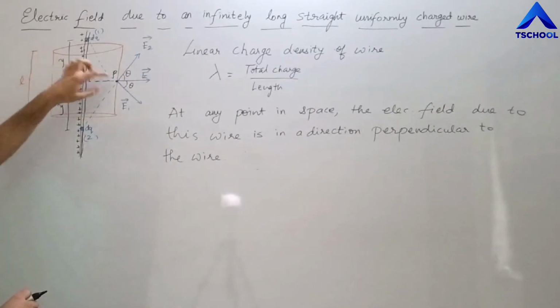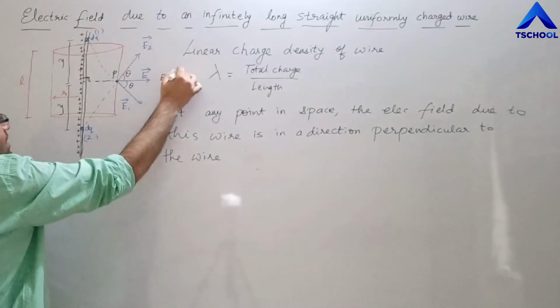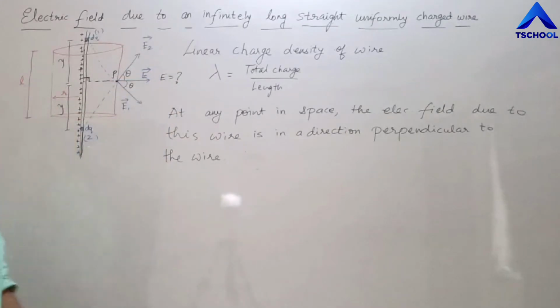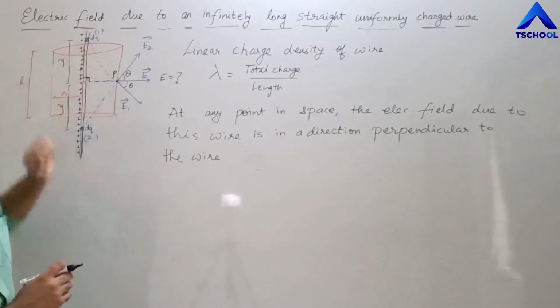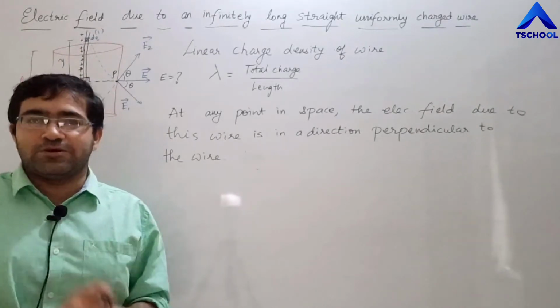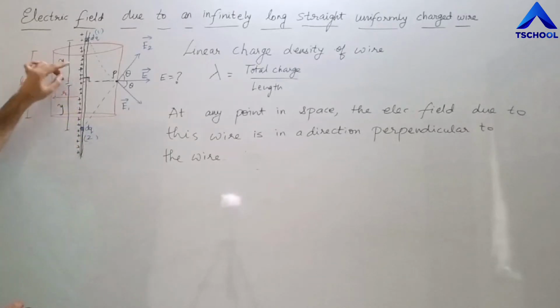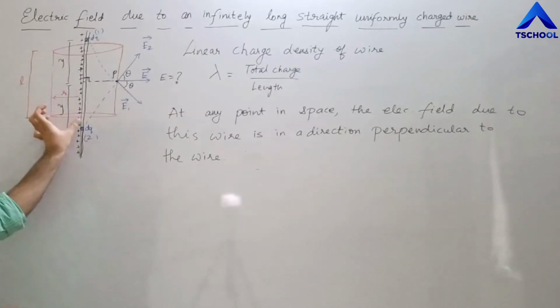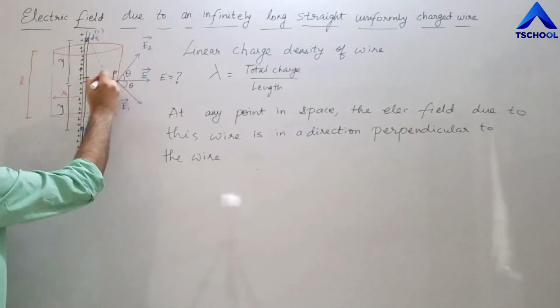Now, I found the direction, but what's the magnitude? I don't know that yet. To find that, I'm going to use the Gauss law. If I make an imaginary cylinder like this, see, I've made an imaginary cylindrical surface. So this is that imaginary cylinder, you are seeing it in red. For that imaginary cylinder, I'm assuming that the radius is r, so that this point P is automatically on that cylinder.